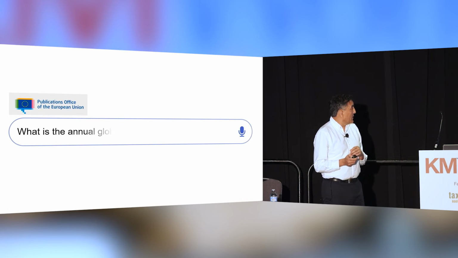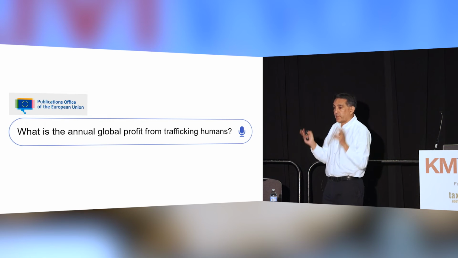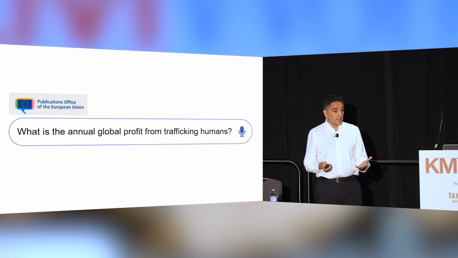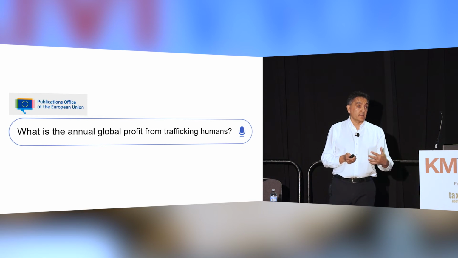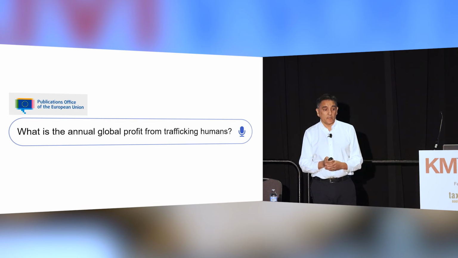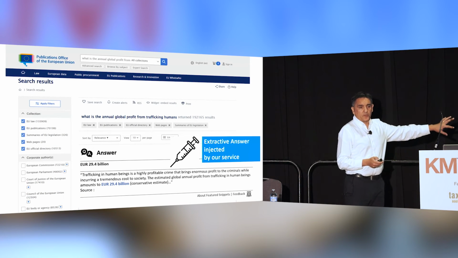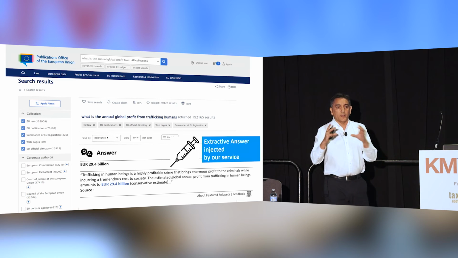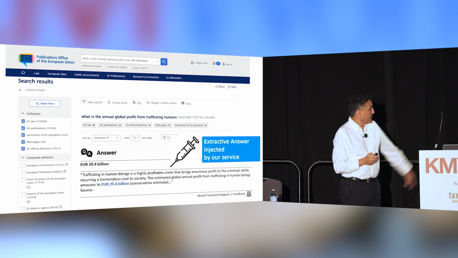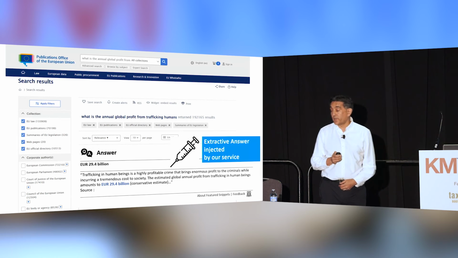Now, the other thing that we've done is we've incorporated extractive answers. We've used BERT in French and Spanish and English, and we've added the EU's vocabulary to the machine learning model, so we can ask questions like this now. And the answer is not from the knowledge graph. This is from that vectorized paragraph in all of their documents. And you'll see here that 29.4 billion is the answer to this question. What's the annual global profit from trafficking humans?